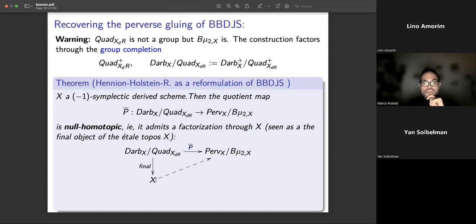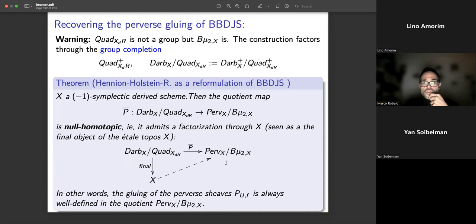And you see that such a map from X to perverse sheaves mod Bμ2 is exactly giving you the existence of a perverse sheaf mod a Bμ2 action. In other words, the gluing of the perverse sheaf of Joyce always exists, even without orientation data, if you are willing to pay the price of working in this quotient.